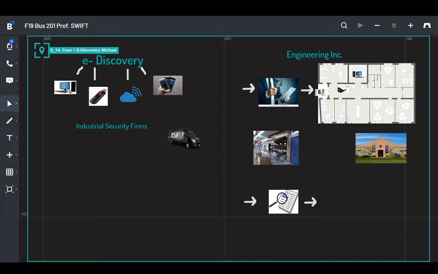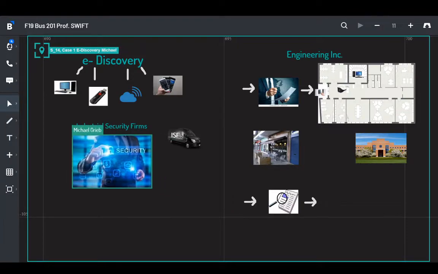So now that we've learned that e-discovery is obtaining electronic information that regards a legal case, we can look at who carries out these e-discovery processes. This is typically the job of a third party. These are called industrial security firms. An industrial security firm would be hired by a company to investigate, to obtain all of that electronically stored information, and deliver it in report form back to the employer, who would then take that report into a legal case.